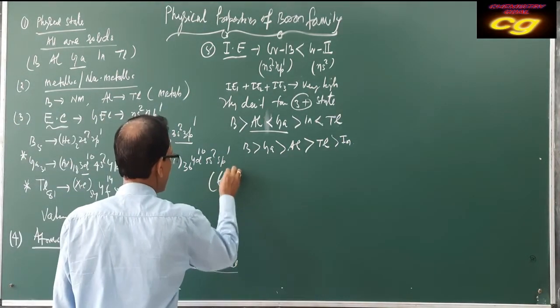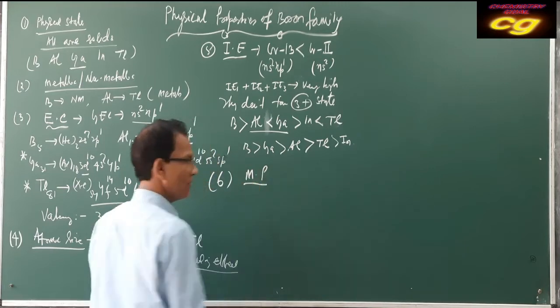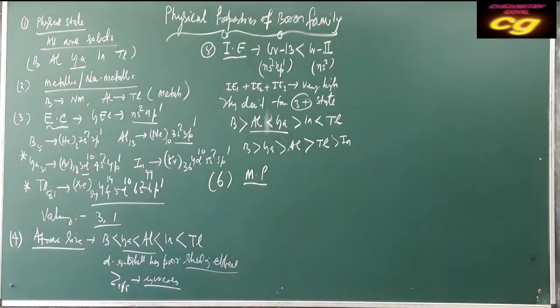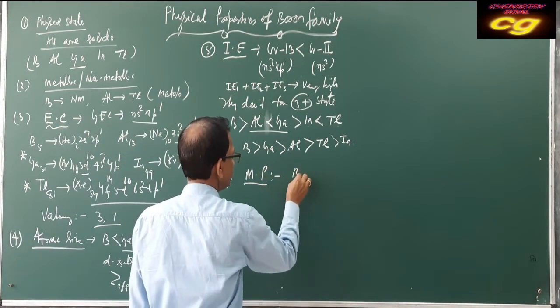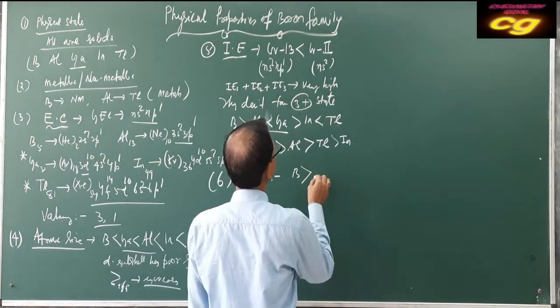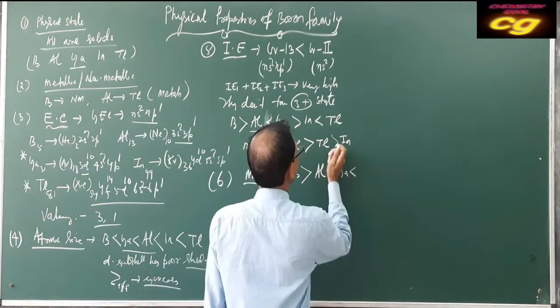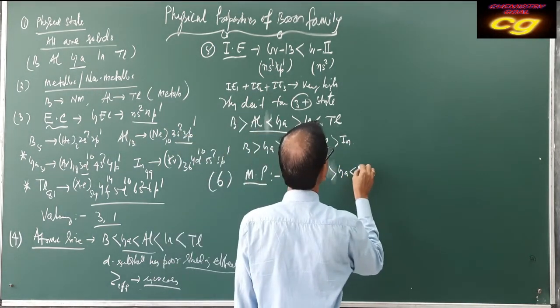Then next is melting point. These elements also show high melting points. The melting point order is generally boron greater than aluminium. Here aluminium is greater than gallium, and gallium is less than indium.